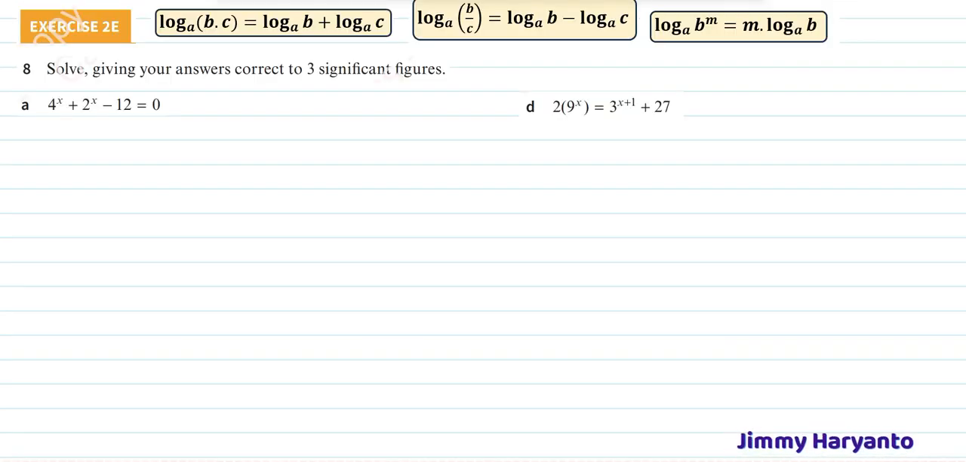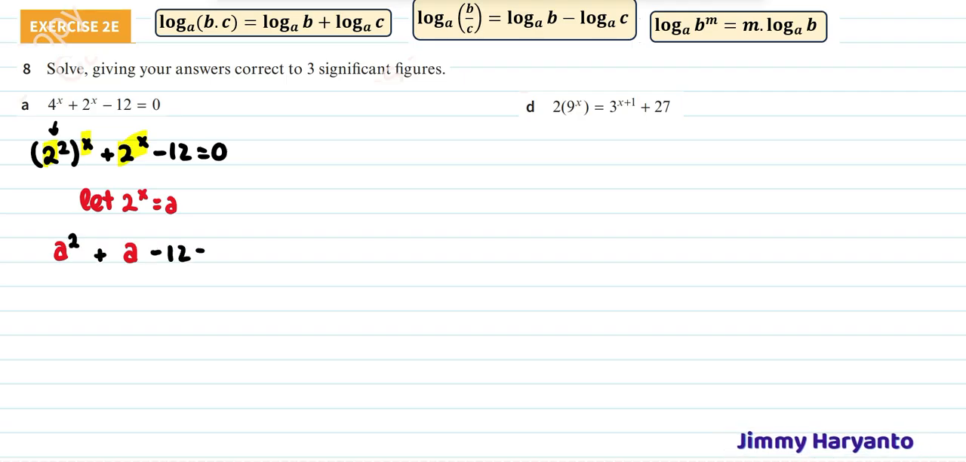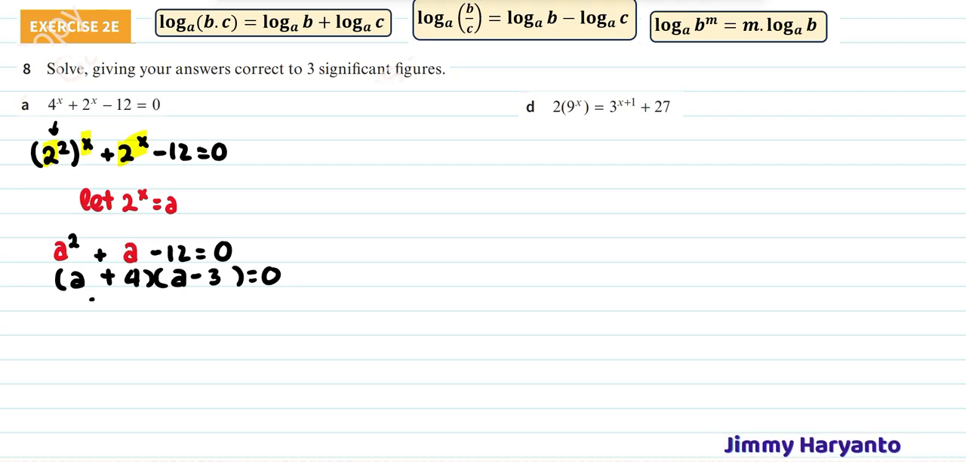Next is question 8. For question 8, I want to change this one into 2 squared for the 4, and then the x is still right there, 2 to the power of x minus 12 equals 0. And then for this one, I want to let the 2 to the power of x be a, so 2 to the power of x equals a. So this one will be a, this one also a, but we still have squares right there. That means this one will be a squared plus a minus 12 equals 0, and then you will factorize this: 4 and 3, plus minus, a equals negative 4, a equals 3.